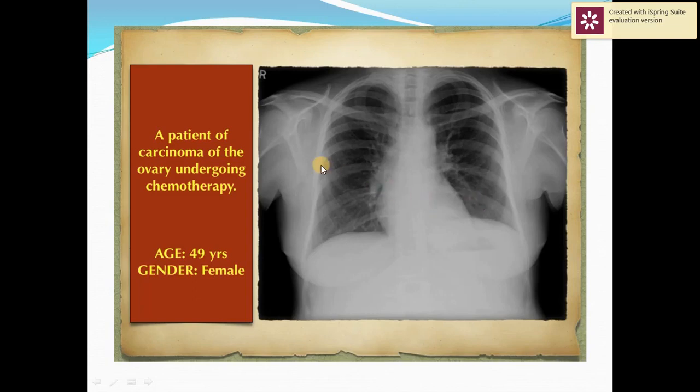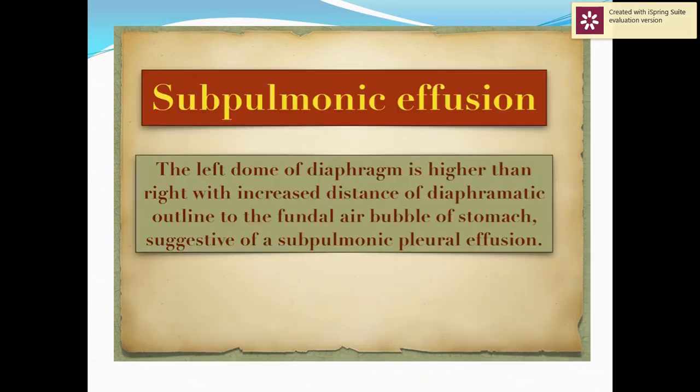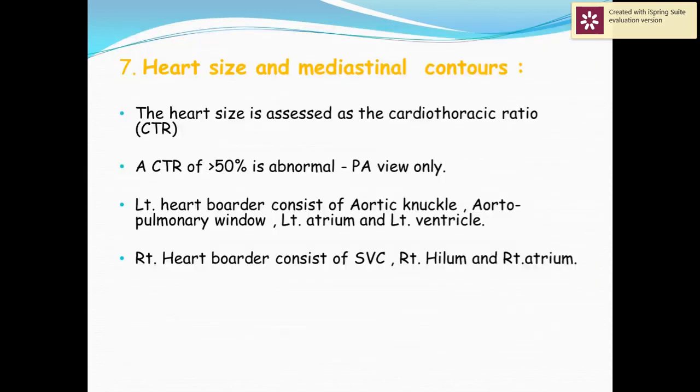A patient with carcinoma of the ovary undergoing chemotherapy, a 49-year-old female. We can see here also the gastric bubble, but there is also a wide distance between it and the diaphragm. Subpulmonic effusion: the left dome of the diaphragm is higher than the right, which increases the distance from the diaphragmatic outline to the fundal air bubble of the stomach, suggestive of subpulmonic pleural effusion.